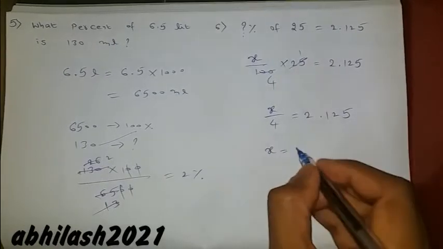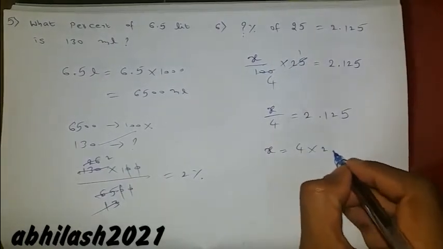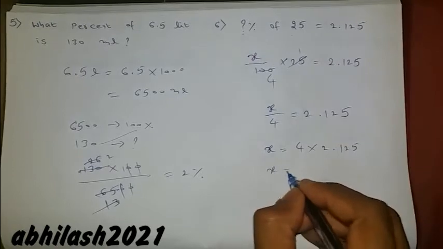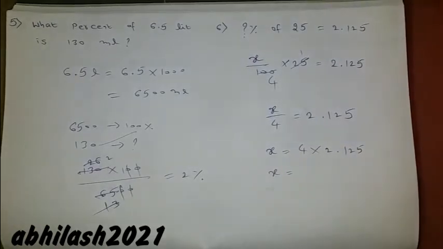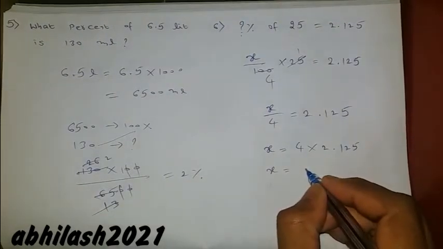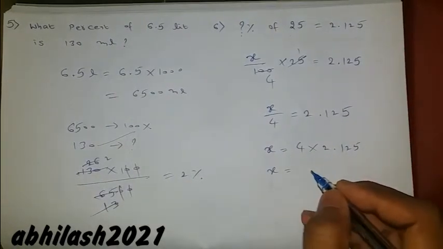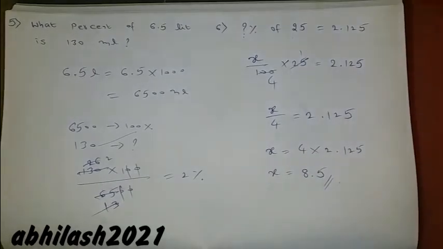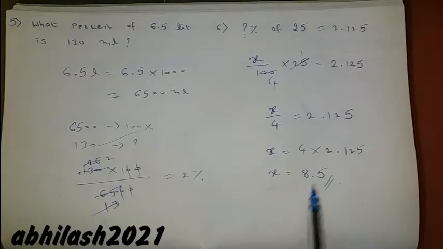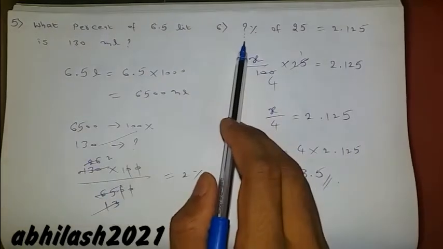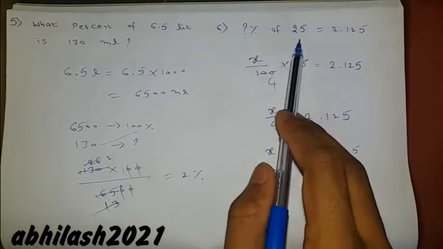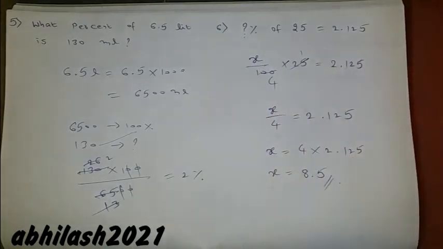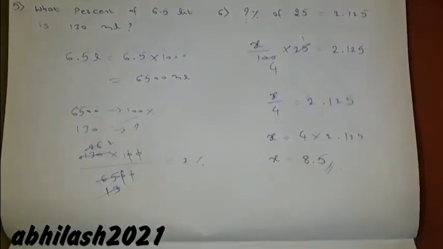We want the x value. So if we take 4 to that side, 4 into 2.125. 4 into 2.125 is nothing but 4 5s are 20, 0 to 4, 4 to 6... so we will get 8.5. So it's nothing but 8.5 percentage of 25 is 2.125. Okay, let's move to the next question.